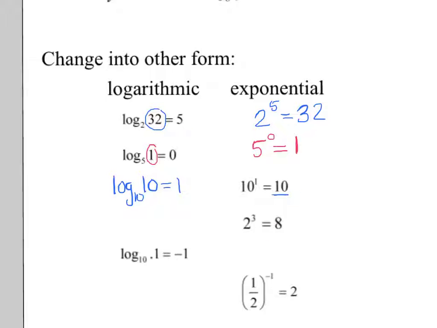2 to the third equals 8. So the base of my logarithm is going to be 2, since the base of my exponent was 2. It's going to equal 3. Remember, logarithms always equal the exponent. And inside the logarithm is going to be 8, because it equaled 8 over here.